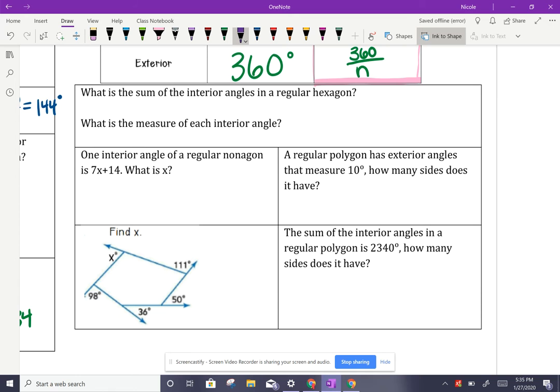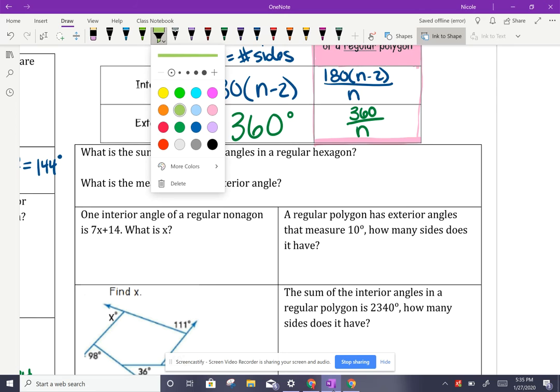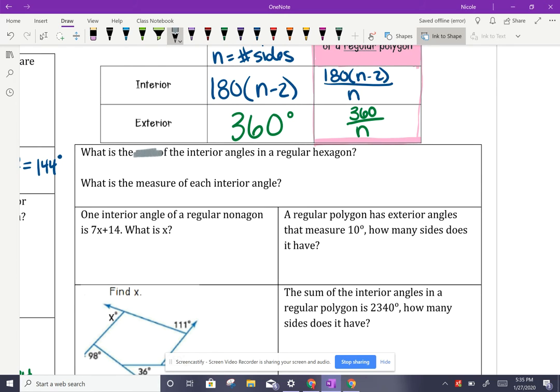Okay, so what is the sum of the interior angles in a regular hexagon? I highly suggest going through with a highlighter, colored pencils or something, and highlighting which words it's asking you for. So it says sum, that's a pencil, not a highlighter. Sum and interior and regular hexagon.